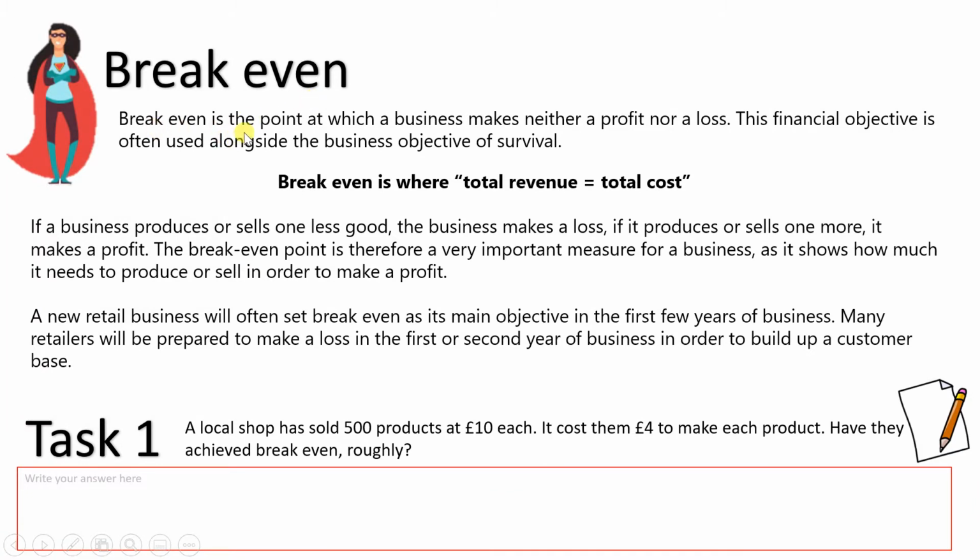Break-even. This is the point at which a business makes neither a profit nor a loss. This financial objective is often used alongside the business objective survival that came from the previous lessons. Break-even is where total revenue equals total cost. If a business produces or sells 1 less good, the business makes a loss. If it produces or sells 1 more, it makes a profit.